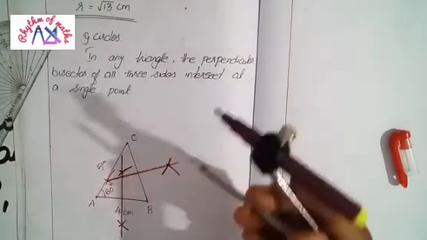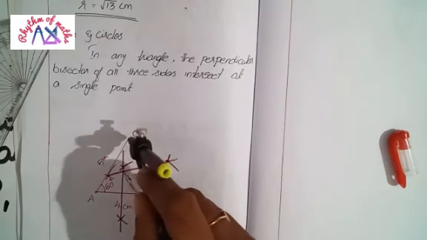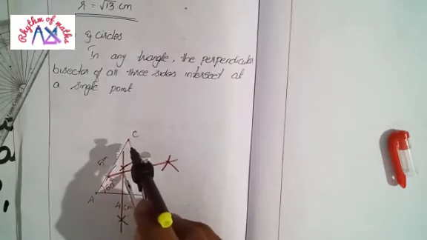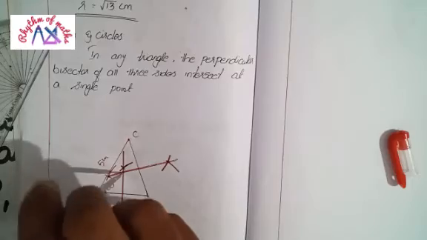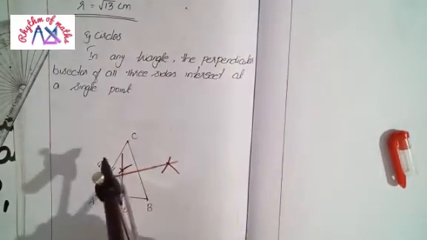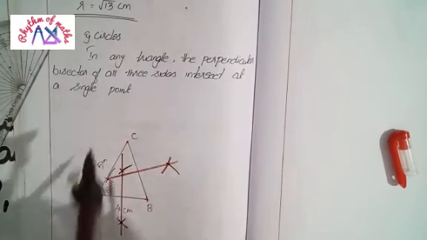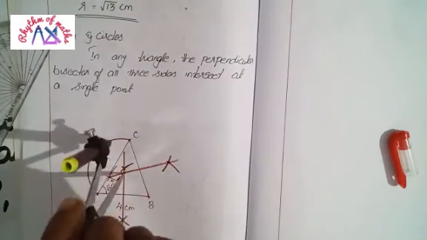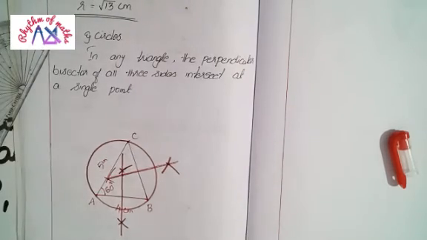So keep the pinpoint of the compass at this center point. Then take the pencil point at any of the vertices, C, A or B. The measurement will be the same. You can choose any of the vertices. And the compass pinpoint must be on this one, that means the common point of these 2 bisectors. Then by using that we can draw a circle. That circle will touch all the 3 vertices of this triangle.